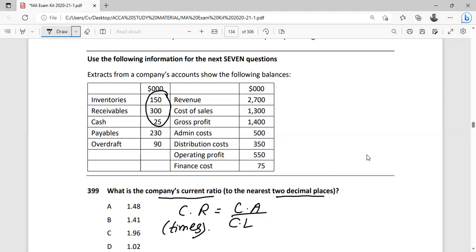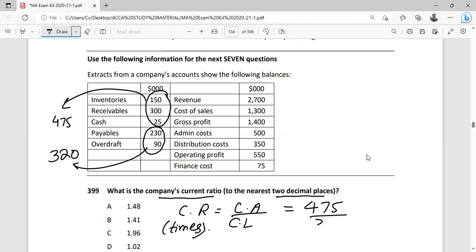And then what are the current liabilities? Here we have two current liabilities. You can add up 150 plus 300 plus 25, 475. And your current liabilities are 320. So you can calculate 475 divided by 320. What would be your current ratio? Your current ratio will be 1.48 times. It means your current assets are 1.48 times greater than the current liabilities.